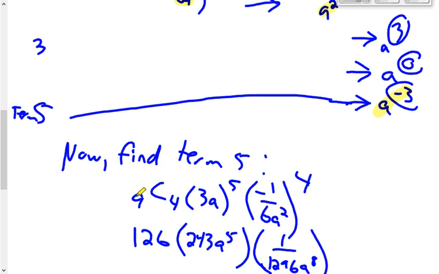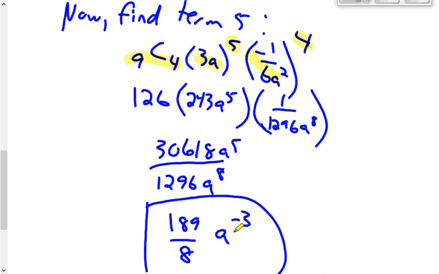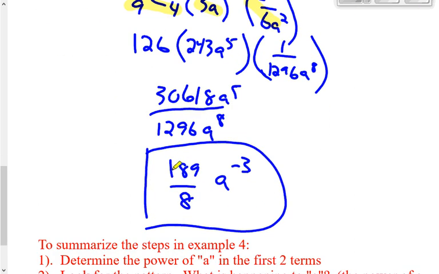To get term 5, again, 9 choose 4 because we want term 5. We take our 3a, we raise it to the power of 9 minus 4, which is 5. We take our negative 1 over a squared, we raise that to the power of, well, these have to add up to 9, right? So this must be a 4. Get out your calculator, try 9 choose 4, do 3 to the 5th, a to the 5th, do this thing raised to the power of 4, and our answer simplifies to 189 a to the negative 3 over 8.